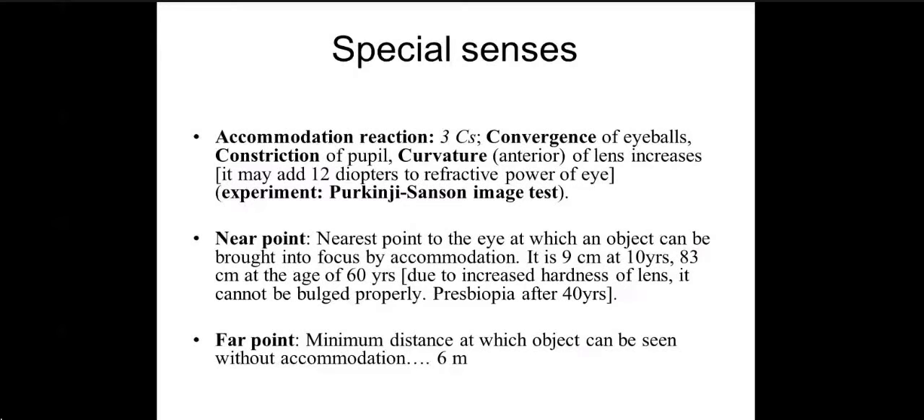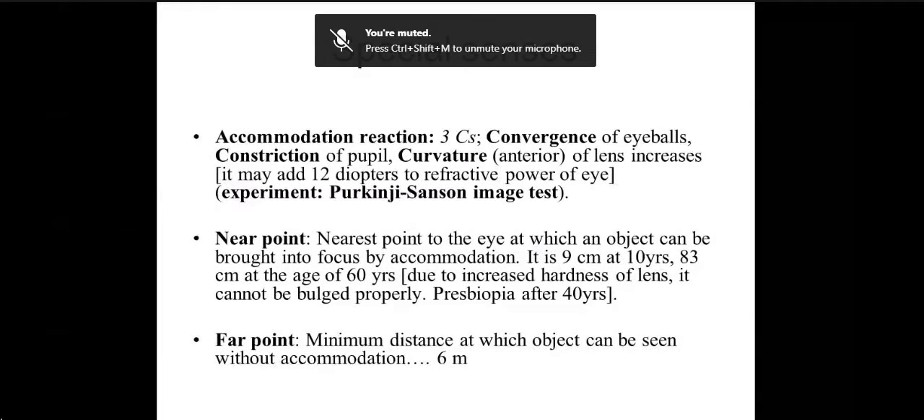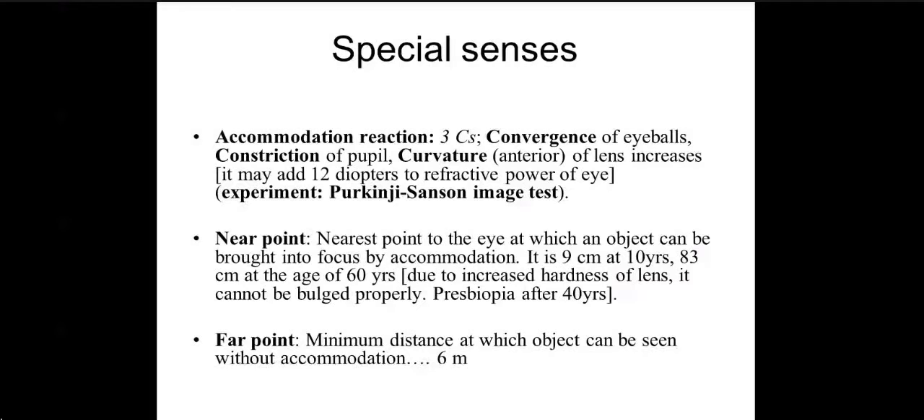easily. So the nearest point to the eye at which the object can be focused by accommodation is called the near point. Am I clear? So with the advancement of age, the near point goes farther and farther. So the near point recedes. I am telling that one.